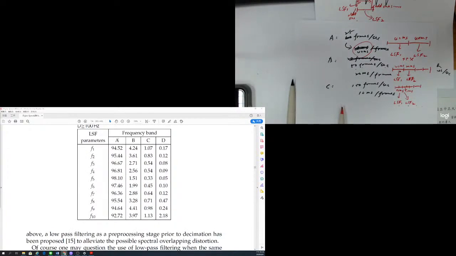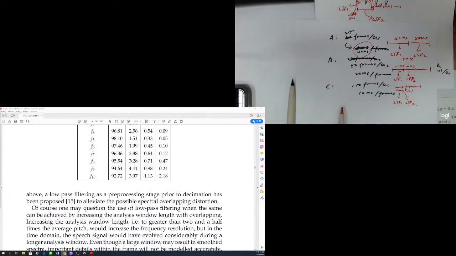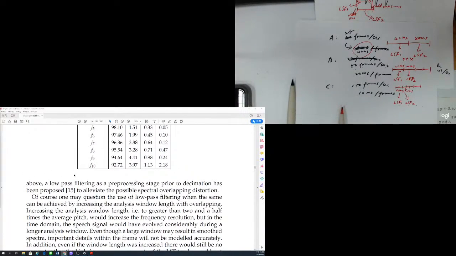Maybe you have a 40 millisecond speech frame, or 20, or 10, or 5 milliseconds. You can see from the line spectrum pair that if you consider the speech frame smaller, you can cover more high energy information.